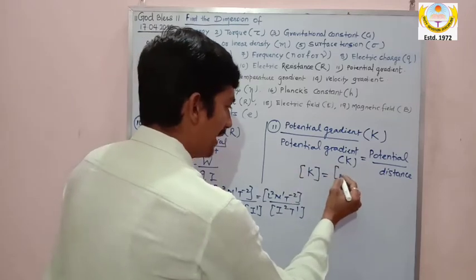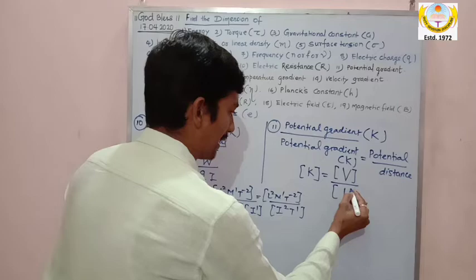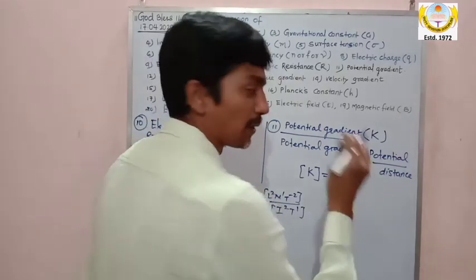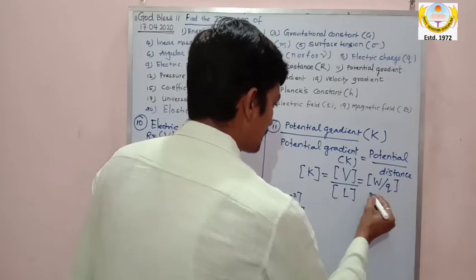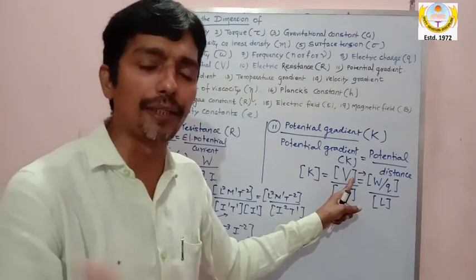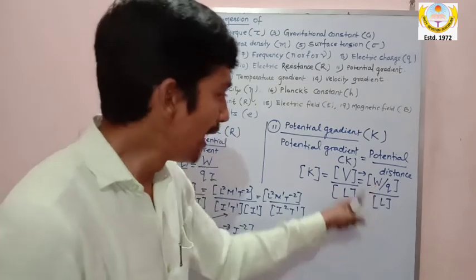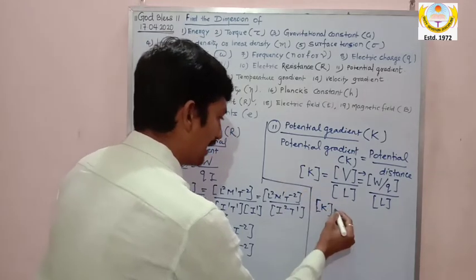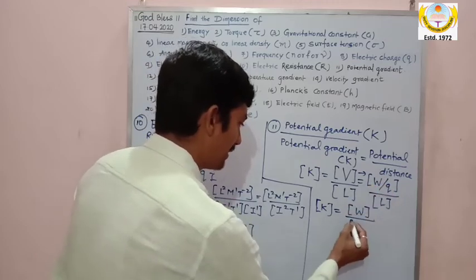Dimension of K is dimension of potential divided by dimension of distance. Distance I have taken as L, because the dimension of distance is L. Now suppose I haven't learned the dimension of potential, so I will write work upon charge upon length. See, it's not necessary that you remember the dimension for potential. If you haven't learned it, no issue, but you do have the formula. And then this will be potential gradient, dimension K will be equal to dimension of work divided by QL.